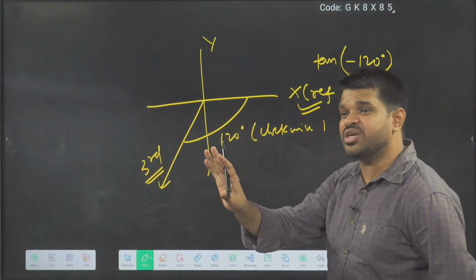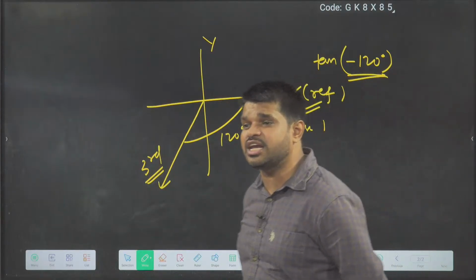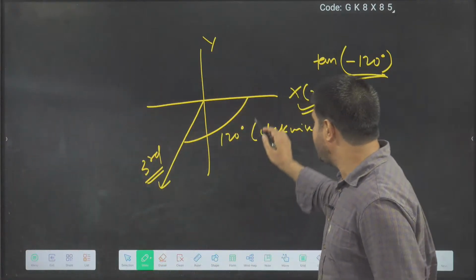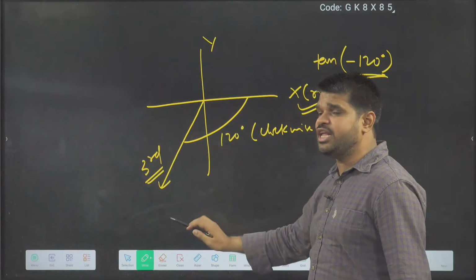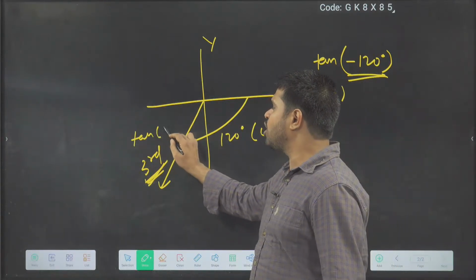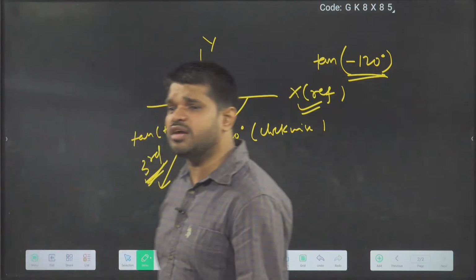Without solving the question, are you convinced with the sign of the answer that it is necessarily going to be positive? Not negative, positive. See, if you go 120 degree anti-clockwise, you will reach in which quadrant? Third. In third quadrant, tan is what? Positive. So I hope you must have understood.